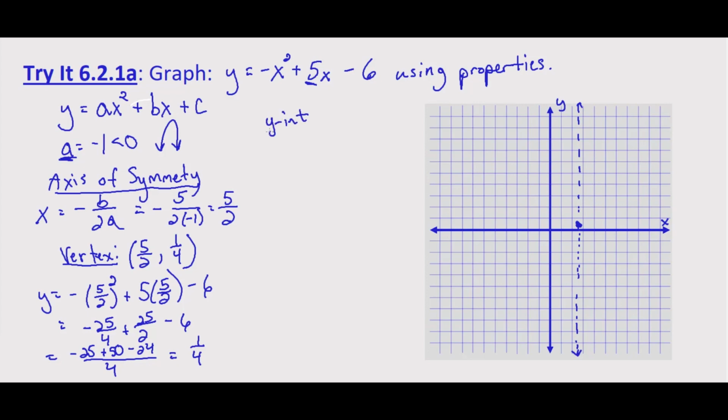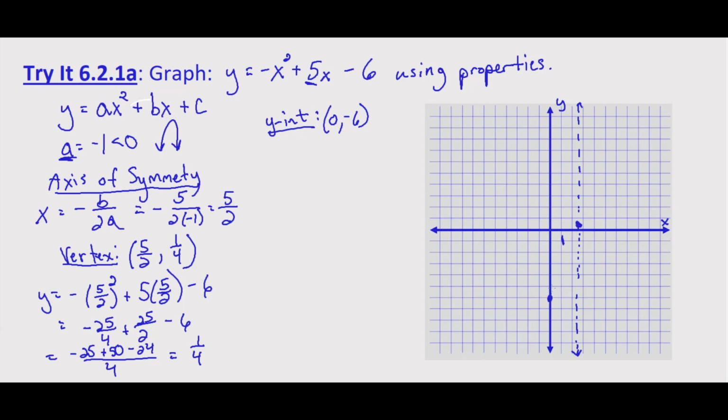So the y-intercept is where x equals 0. If we substitute x equals 0 into y equals -x squared plus 5x minus 6, we get 0 plus 0 minus 6. So the y-intercept is just 0, -6. We should always include some indication of a scale, either the actual points or put a 1 right there to signify that each unit square represents 1 unit.